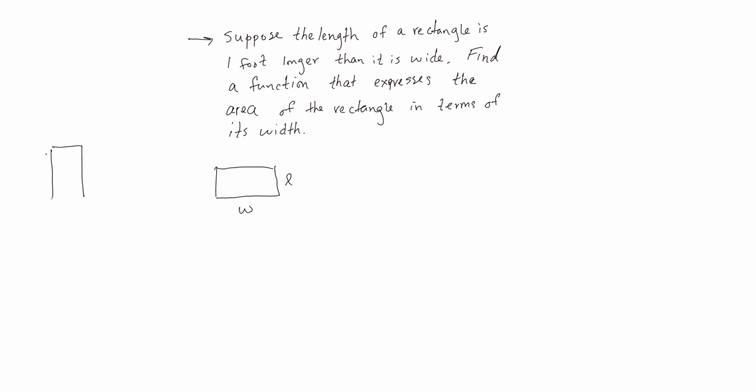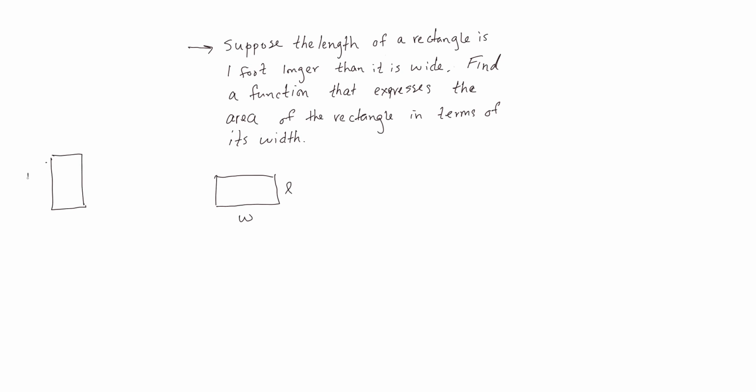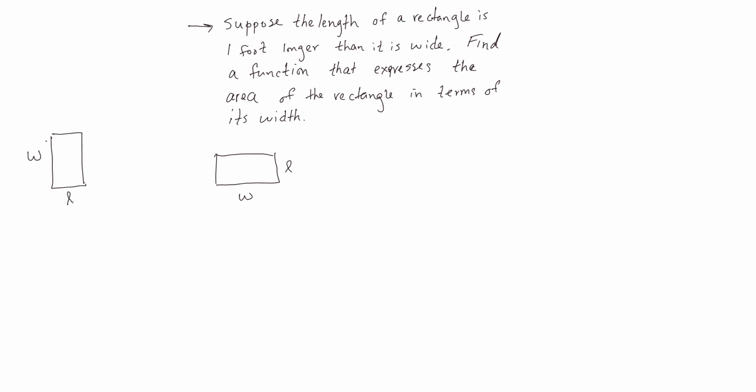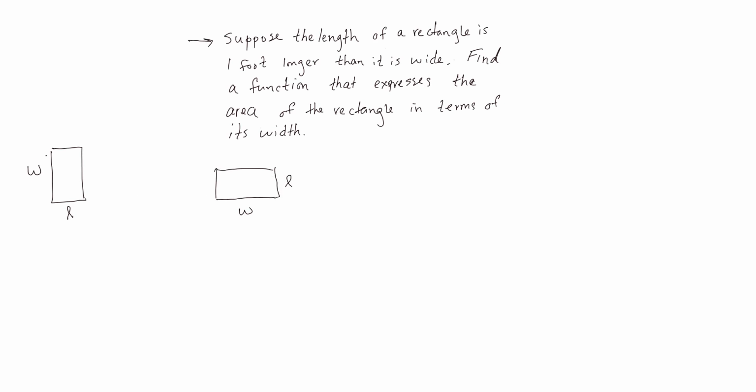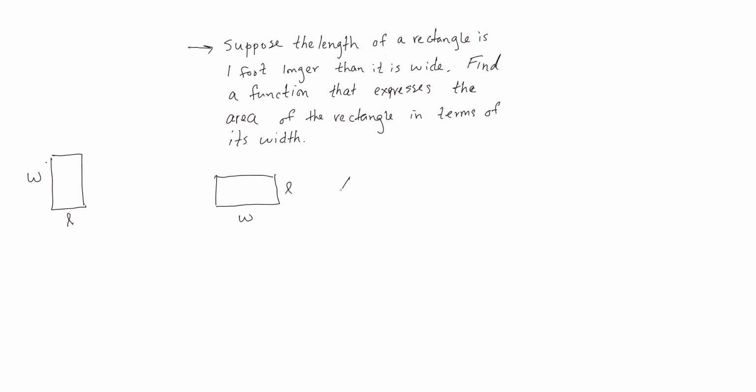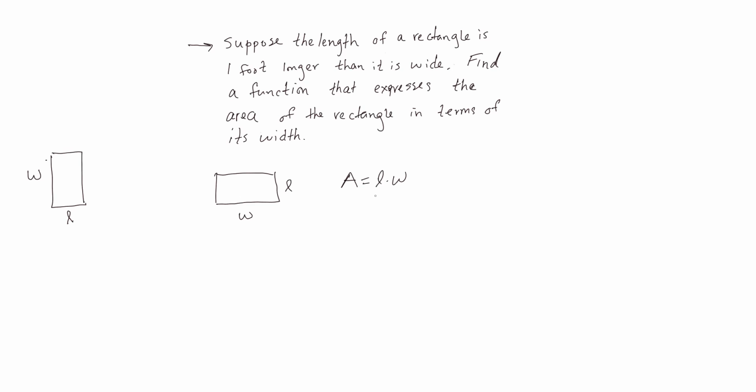If the person drew the diagram this way, then we would have the width and the length. So in reality, when you're drawing these diagrams, you can't go wrong as long as you choose one side to be a width and one side to be a length. Here is the diagram that I'm working with. I have a width and I have a length. Of course, the area must be the length times the width. And in many ways, this is the relationship between area, length, and width.